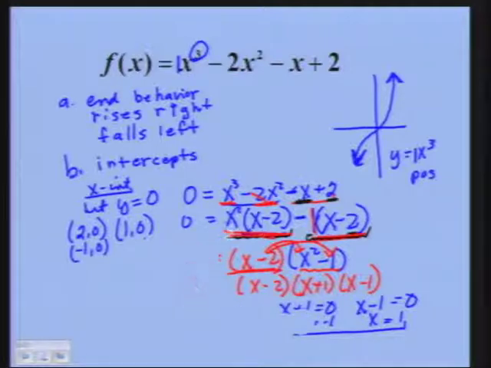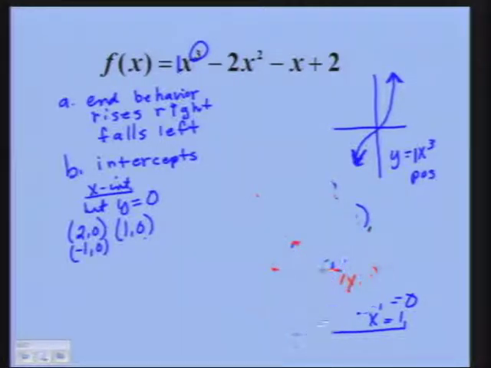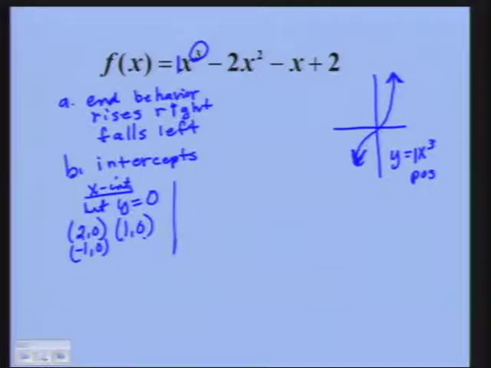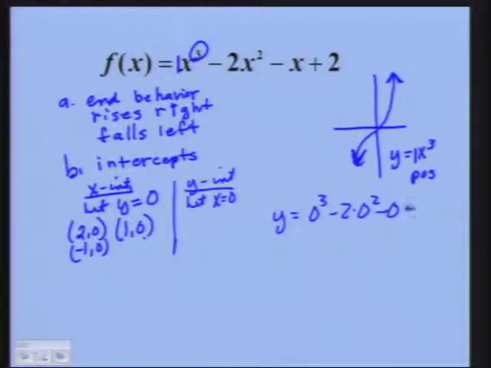All right, let's find our y-intercept next. To find our y-intercept, we'll let x equal 0. And we get y equals 0 cubed minus 2 times 0 squared minus 0 plus 2, or y equals 2. So that's our y-intercept, and the ordered pair we're going to graph is (0, 2) to go with it. C, they want symmetry.